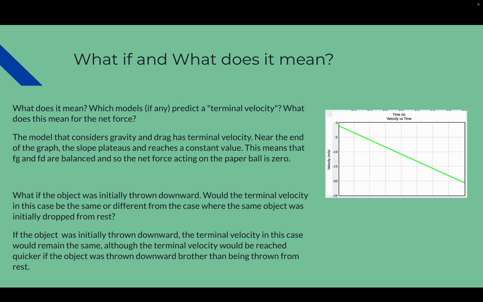Now we do the what if and what does it mean. What is terminal velocity? The model that considers gravity and drag reaches terminal velocity, where the slope plateaus and reaches a constant value. If the object was initially thrown downward, the terminal velocity in this case would remain the same, although the terminal velocity would be reached quicker if the object was thrown downward than being thrown from rest.